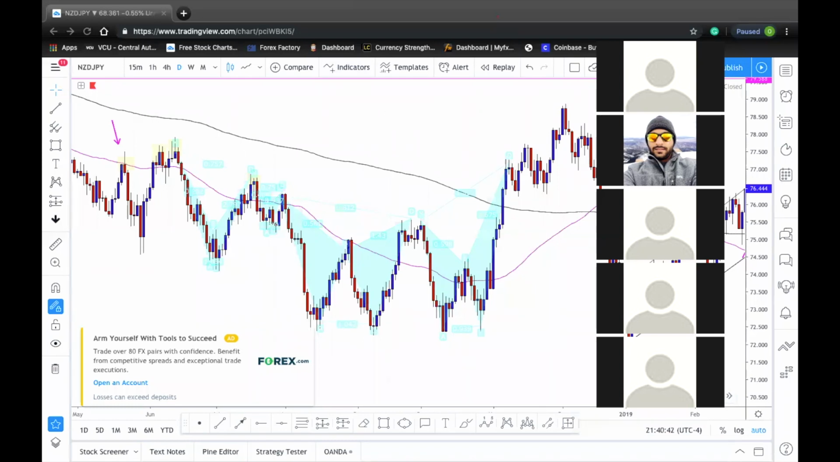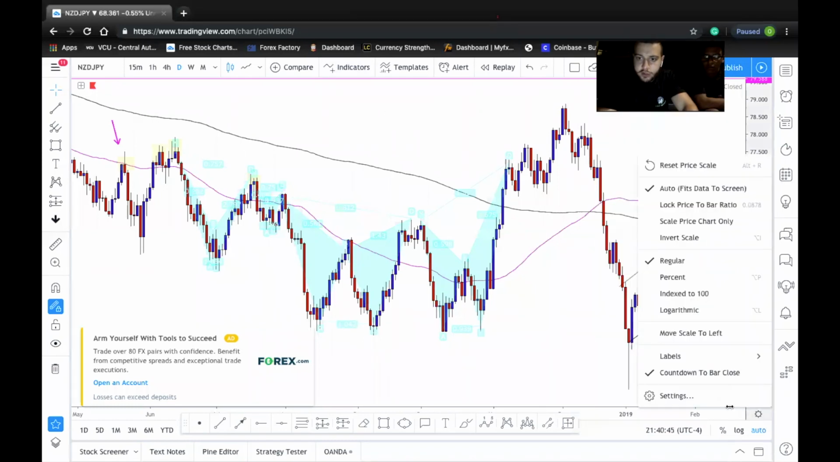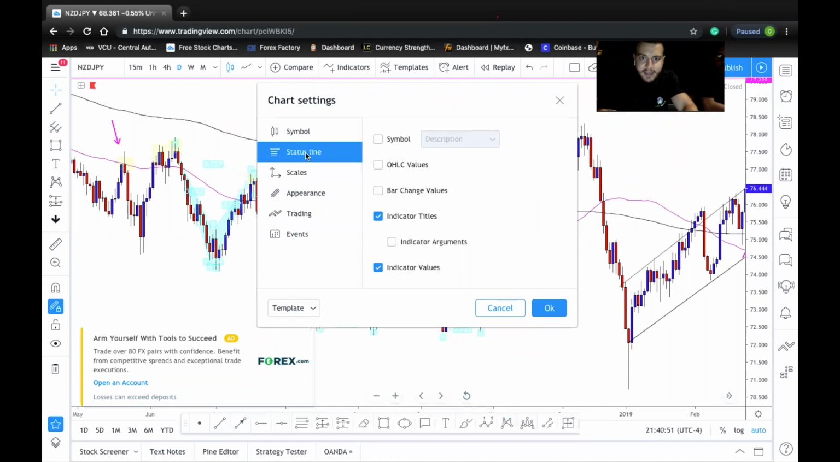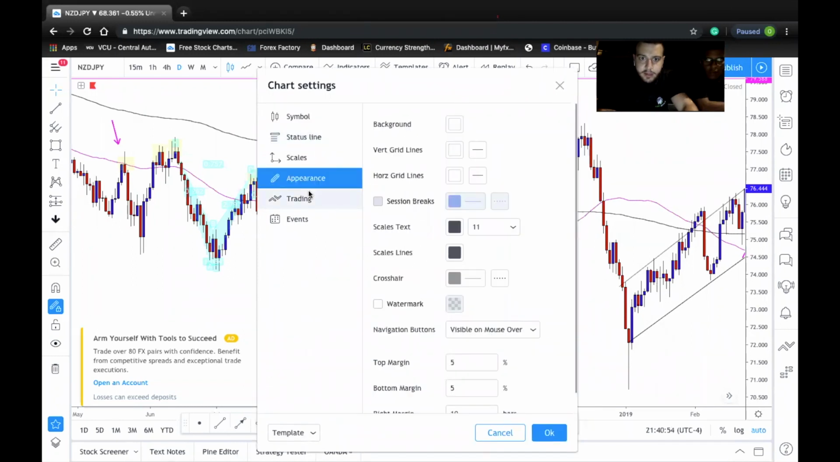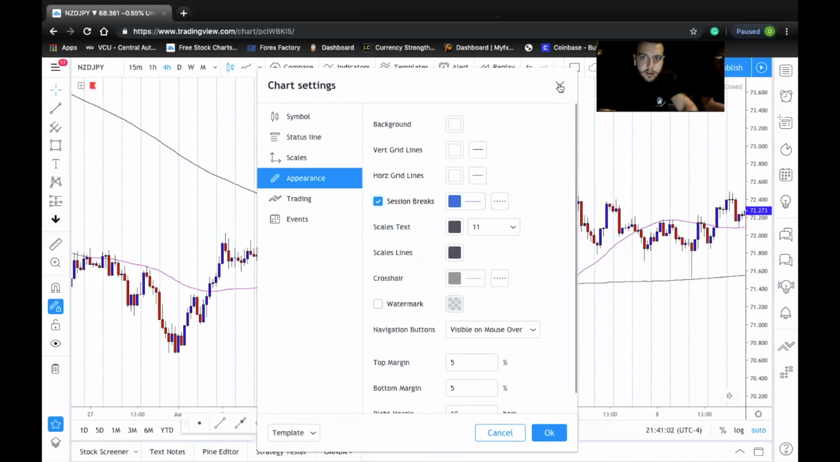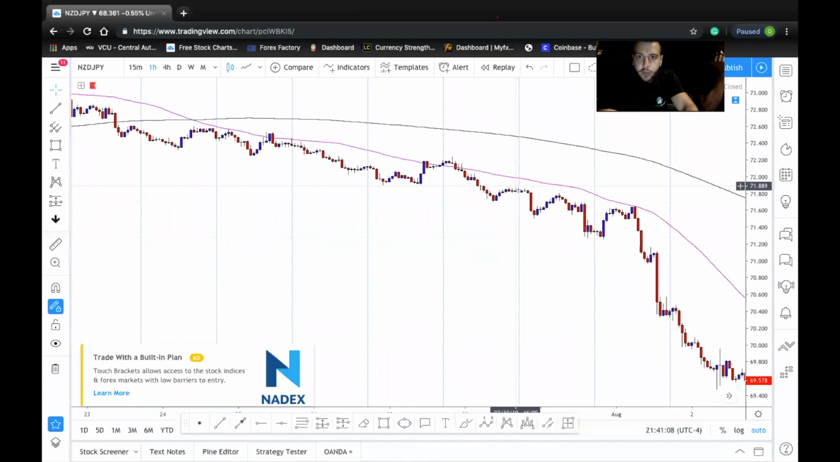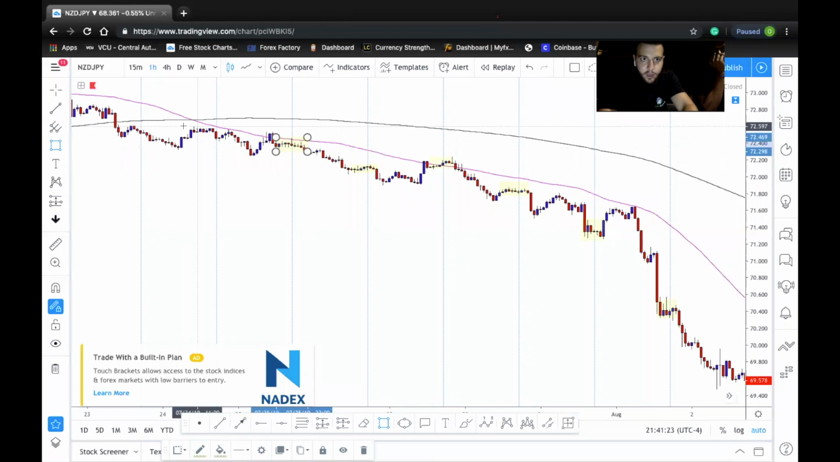One last thing I would show you guys is you can put on your session breaks. Go down to your settings tool, and I think it's the status line, appearance, session breaks right here. Oh, you can't do it on the daily. It will show you the separation, and this is where the New York session closes. You can go through every single time the session closed and see what happened, which is really easy. This one consolidated. Market's dead. Market's dead. Every single time the market closes, it's dead. So why would you ever trade the market close?